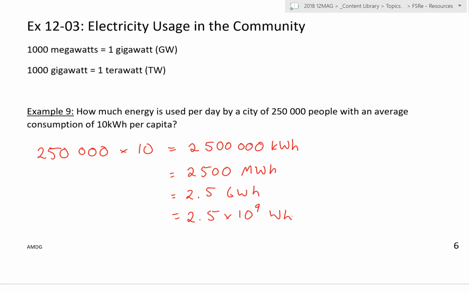Rightio, I think that's going to do us for now. We've learnt what watts are, power and energy. So watts, watt hours, kilowatt hours, and how to calculate the cost of using that.